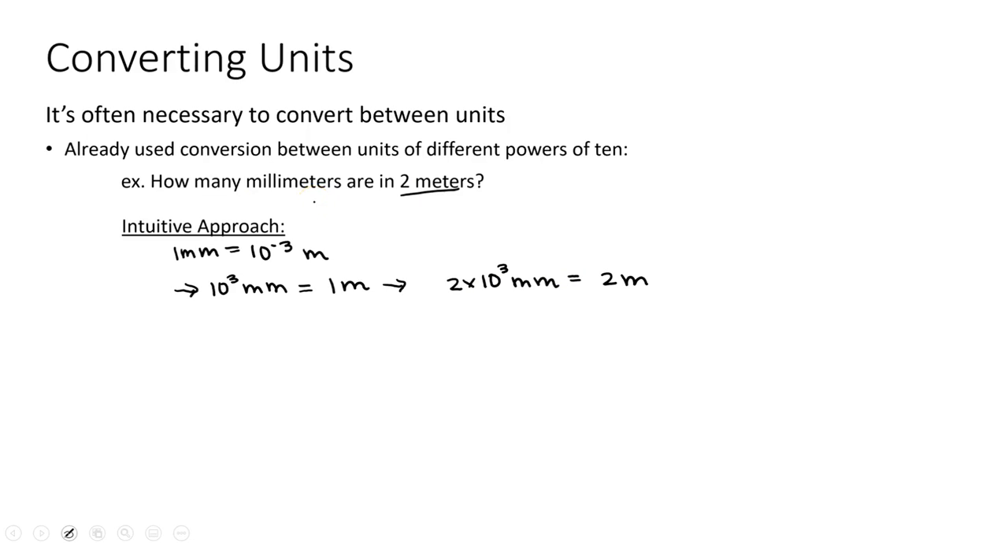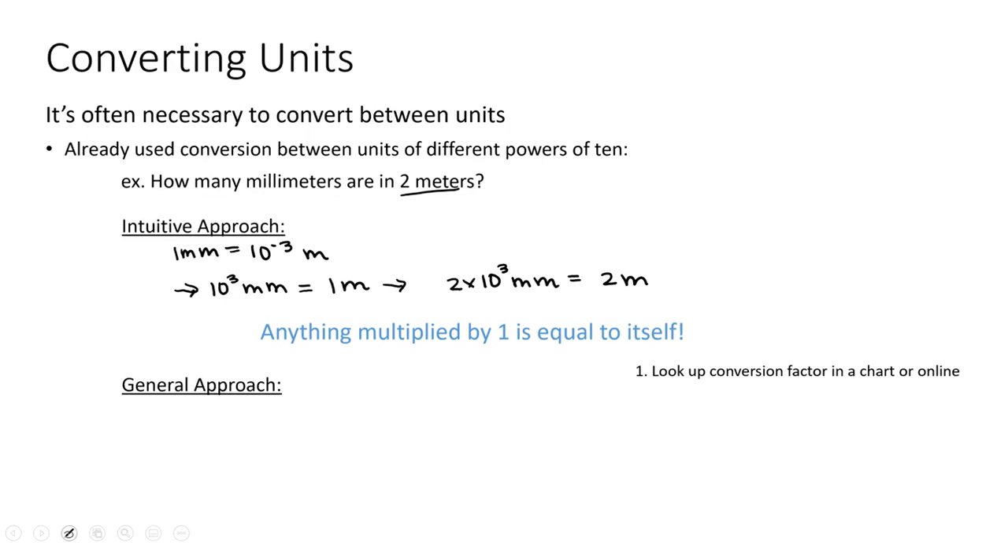So how many millimeters are 2 meters? And that would be 2 times 10 to the 3rd. Okay, so that's our intuitive approach. But what about a more general approach when we aren't just working with these powers of 10? Well, then we want to use the fact that anything multiplied by 1 is just going to be equal to itself. So, 10 times 1, it's just 10, right? So multiplying by 1 is pretty straightforward, and we're going to use that to do unit conversions.